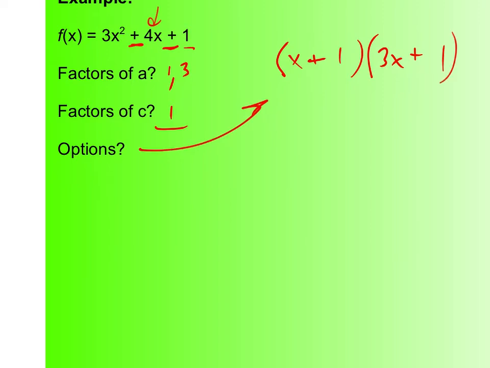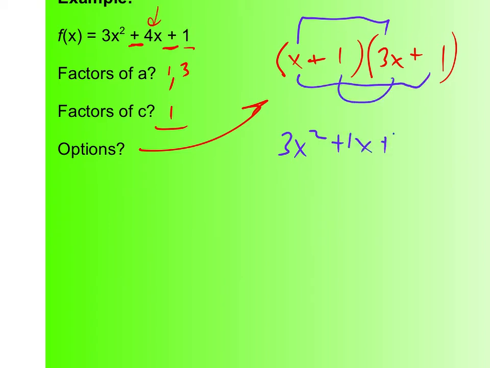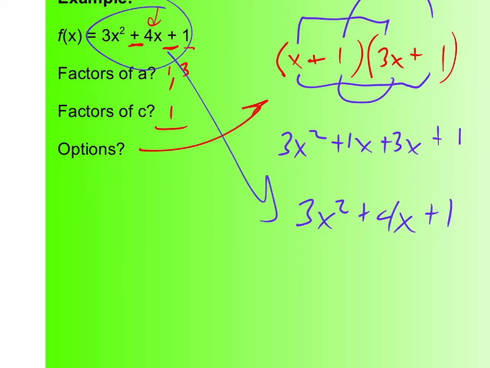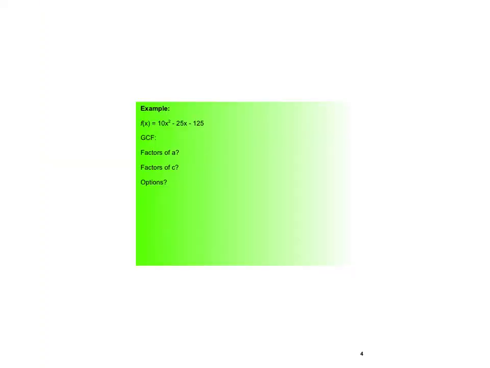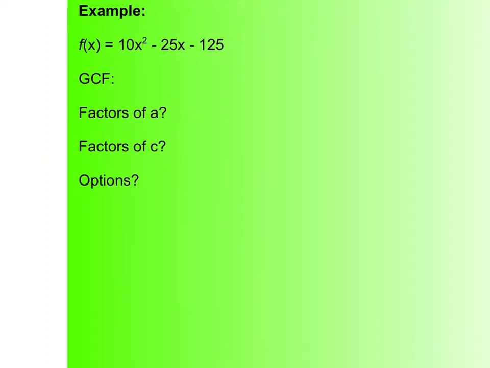And if we were to FOIL this now, as we look at this, I'll change colors. First gives us 3x squared. Outside gives us plus 1x. Inside gives us plus 3x. And then last gives us the plus 1, which of course brings us right back to where we started. So there's a nice one to start with. Where that picks up a little bit is something like this.